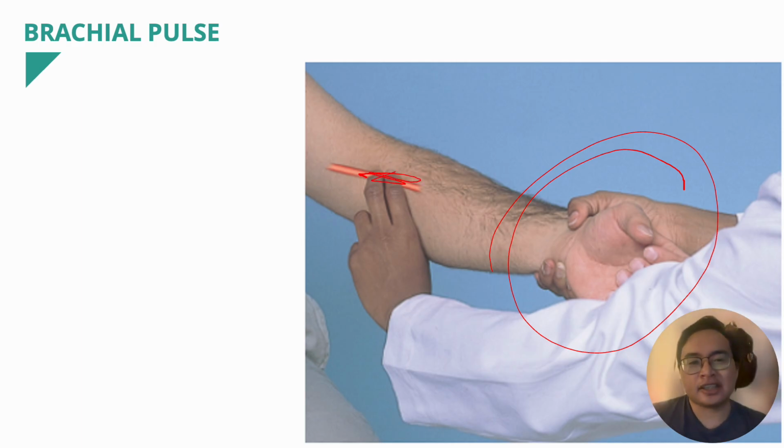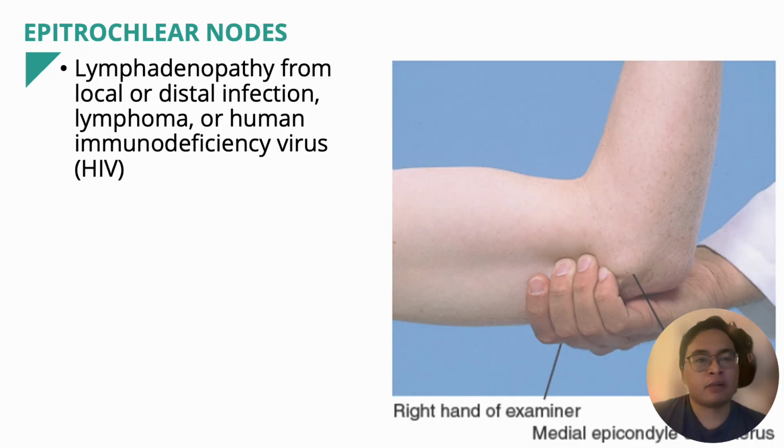So aside from the pulses, you also need to palpate for the epitrochlear nodes. Remember, the epitrochlear nodes drain the ulnar side of the forearm, as well as the little finger and the fourth digit. Okay? So, kailan ba nagiging palpable yung mga kulani dyan sa epitrochlear area? So, lymphadenopathy may be observed if you have any local or distal infection, or if you have lymphoma or even HIV.